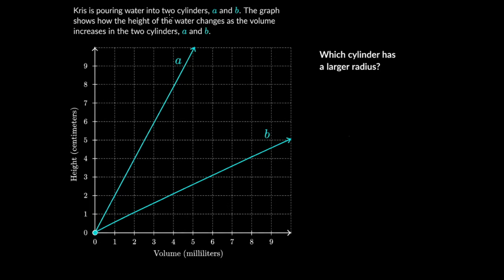We're told that Chris is pouring water into two cylinders, A and B. The graph shows how the height of the water changes as the volume increases in the two cylinders, A and B. Which cylinder has a larger radius? Pause this video and have a go at that.